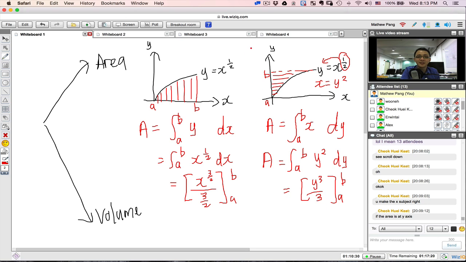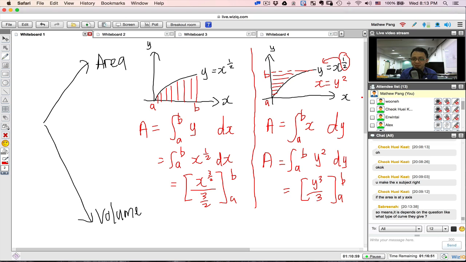So this is the difference when you integrate toward the x-axis or toward the y-axis. This is something very important, you have to make which one the subject. Alright, if you remember this one, it will make your life very easy. Okay? If you can understand the basic concept about this one, I'm going to move to the volume.